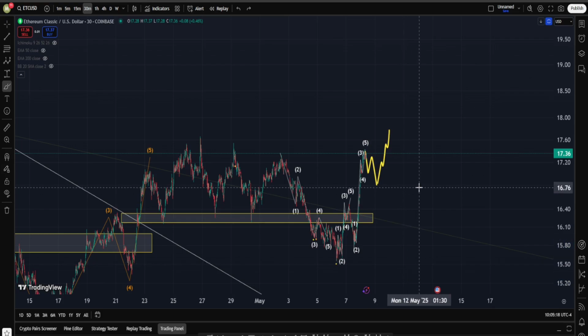So overall I don't really care what people say. I think this is very bullish, and I hope I explained everything well and you understood what is going on in Ethereum Classic.